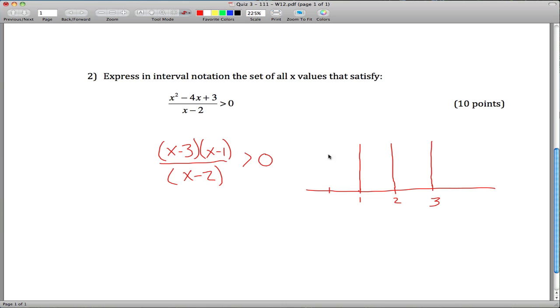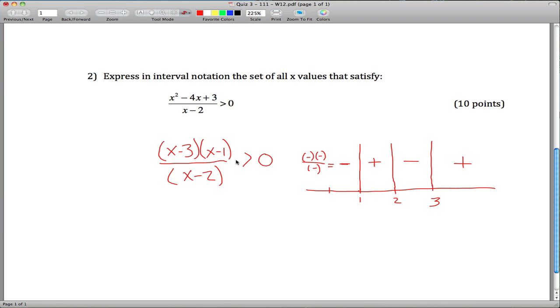And so all you have to do is test a number in here, a number in here, a number in here, and a number in here, and you'll figure out whether all this stuff is positive or negative. If we stick in a 0, you get a negative times a negative divided by a negative. So negative, negative, negative, which is a positive divided by a negative, which is a negative number. Stick in maybe 1.5: negative, positive, negative. So it ends up being positive. 2.5: negative, positive, positive. Maybe 4: positive, positive, positive.